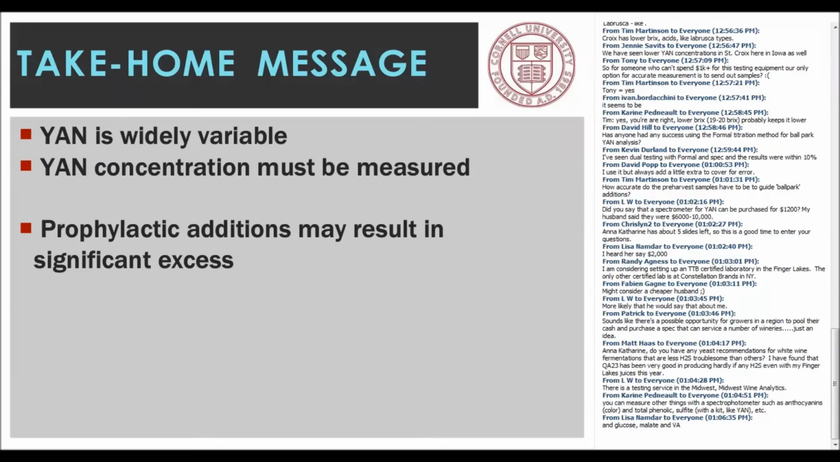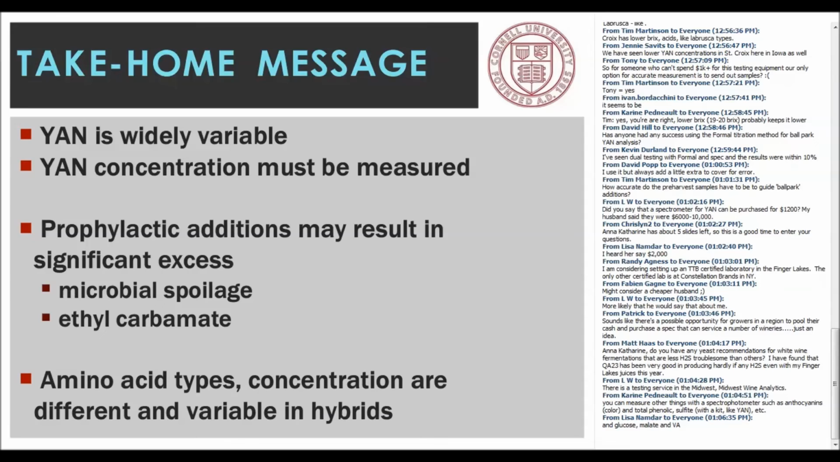So that's pretty important. Prophylactic additions in areas that are using high YAN cultivars and have high YAN soils may result in significant excess, and that can be a problem because you might get microbial spoilage, and you might have ethyl carbamate, which at some point I suggest is probably going to be regulated in the U.S.